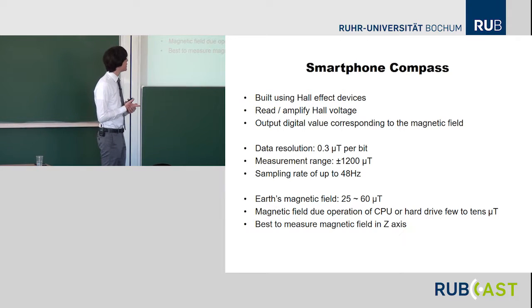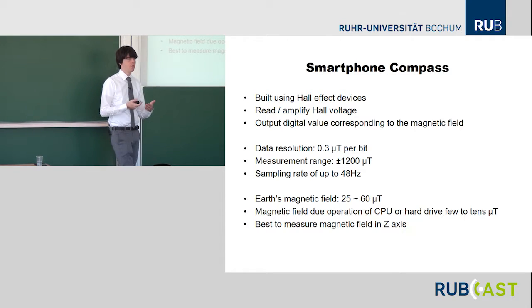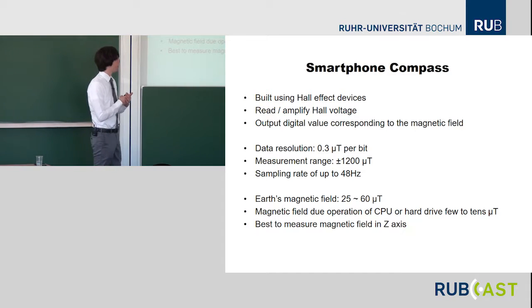For some applications, this is rather slow. Like I'll mention later, if you're trying to figure out the changes in the magnetic field of the CPU per each instruction cycle, that is too slow. But for our purpose of covert communication, 48 hertz is actually quite sufficient. But of course, if you have a dedicated sensor, you might have a better reading frequency.